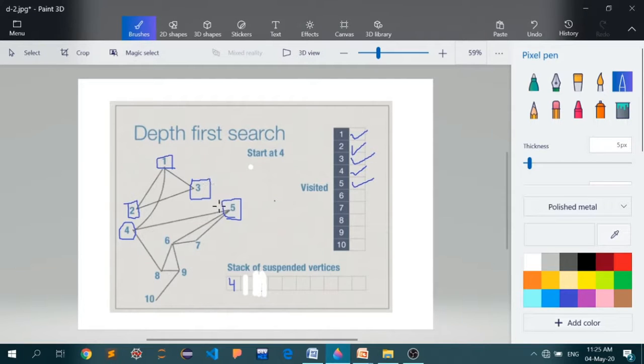Now for 5, again same procedure. I have to look at all of its neighbors and choose one of them which is still unexplored. For 5, 4 has already been visited, so I will not go into that. We have 2 options, either 6 or 7. Let us choose 7, and when I choose 7, I have to push 5 onto the stack, because I have now suspended its exploration for the time being.